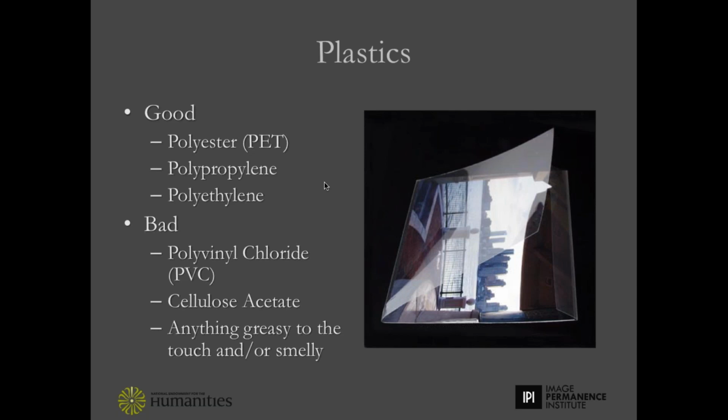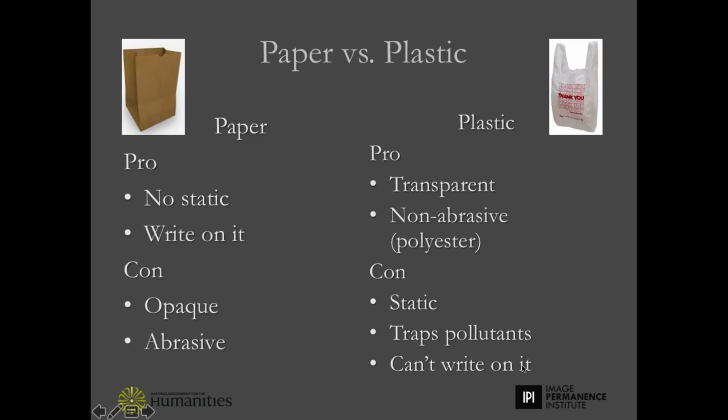So there you go. What's shown here is actually polyester, by the trade name Mylar usually, locking sleeve. These are great. However, when it comes to choosing the right housing for your photographs, there are some special considerations. So listed here, we have pros and cons for paper and plastic. But I want to talk a little bit about some specifics.